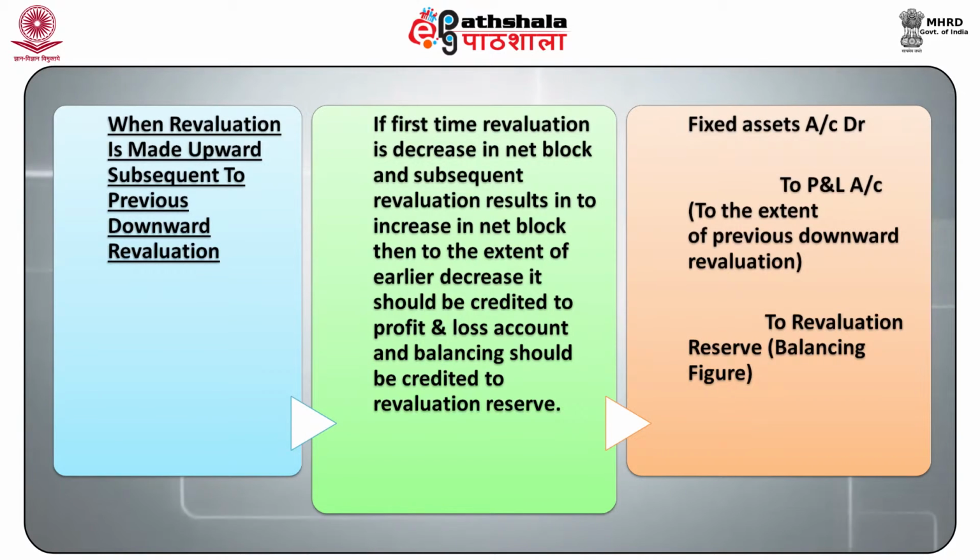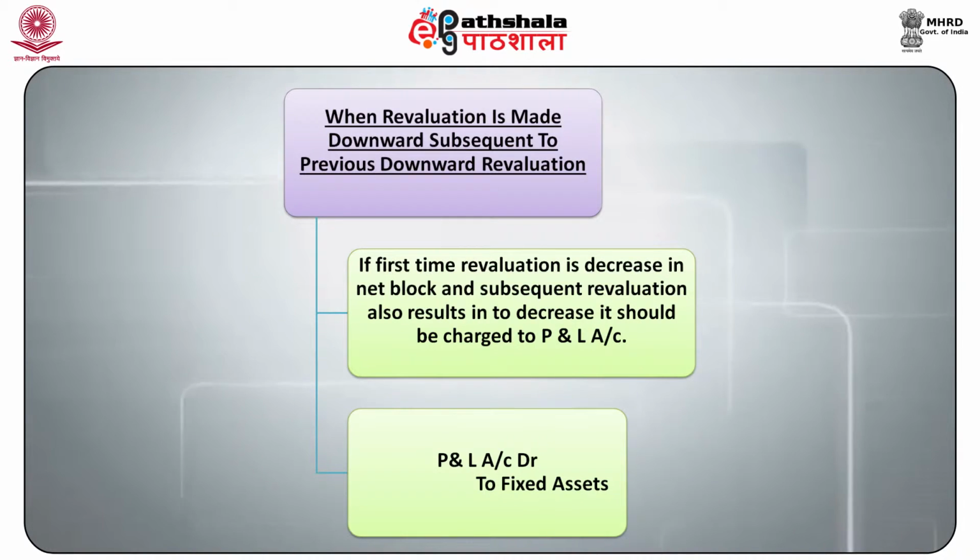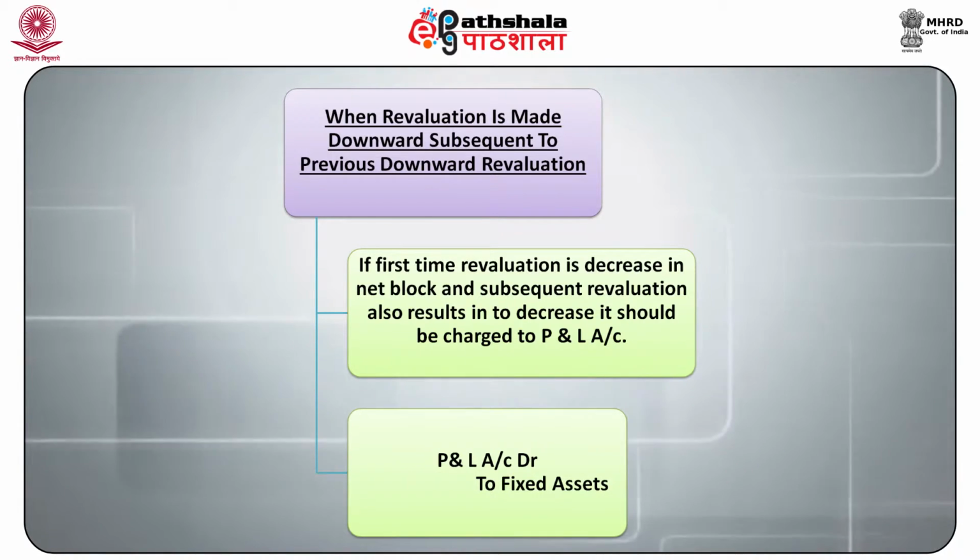Fifth, when revaluation is made upward subsequent to a previous downward revaluation. If the first-time revaluation is a decrease in net block and the subsequent revaluation results in an increase in net block, then to the extent of the earlier decrease, it should be credited to profit and loss account and the balancing amount should be credited to revaluation reserve. Fixed assets account debit to profit and loss account to the extent of previous downward revaluation, to revaluation reserve the balancing figure.